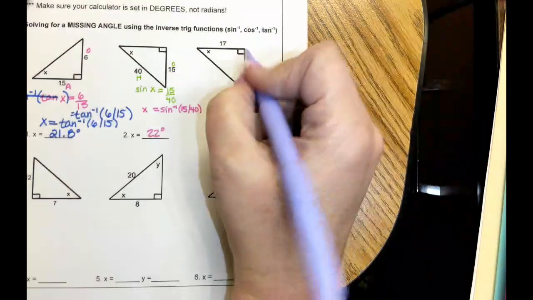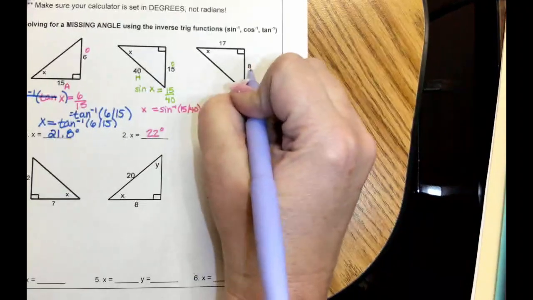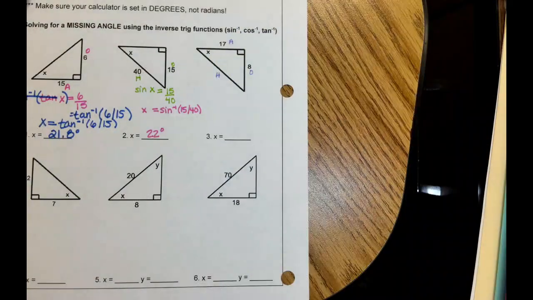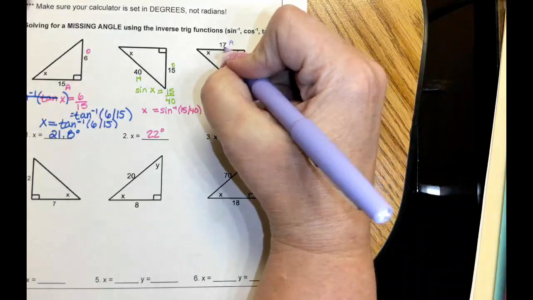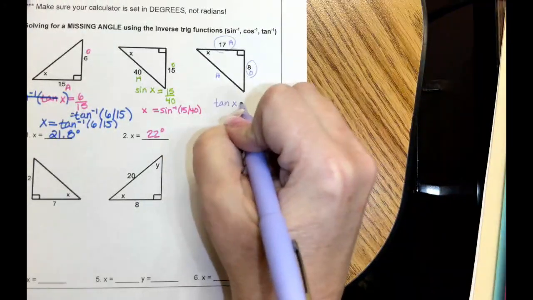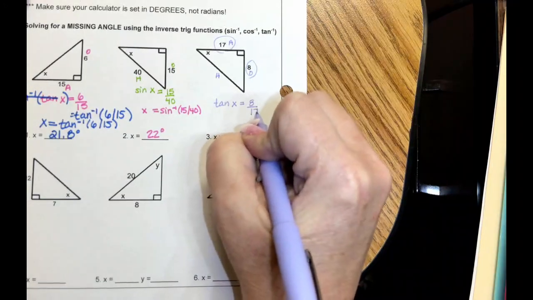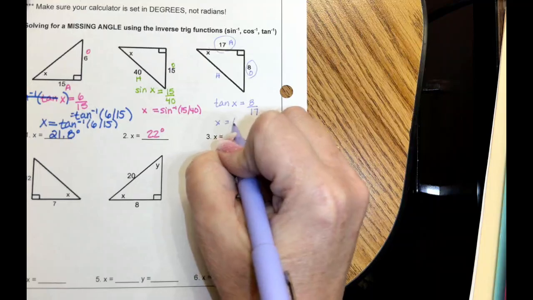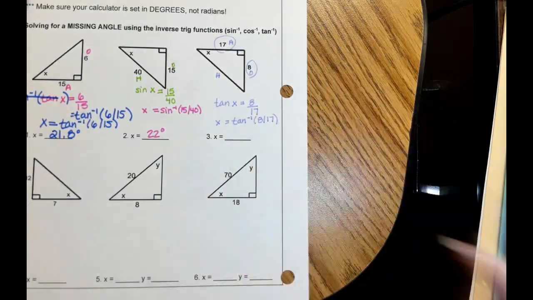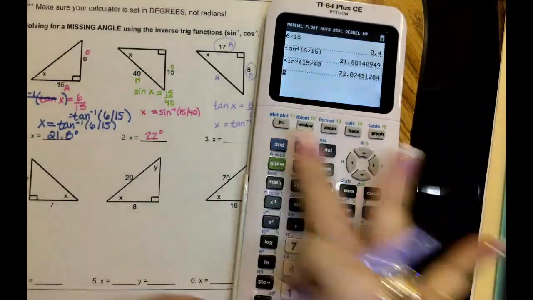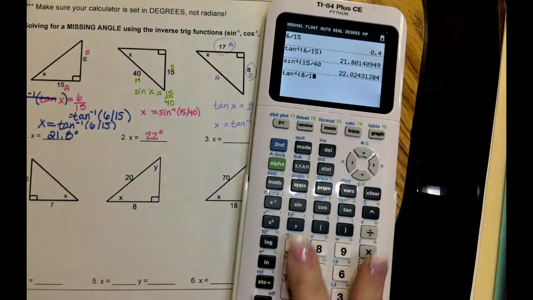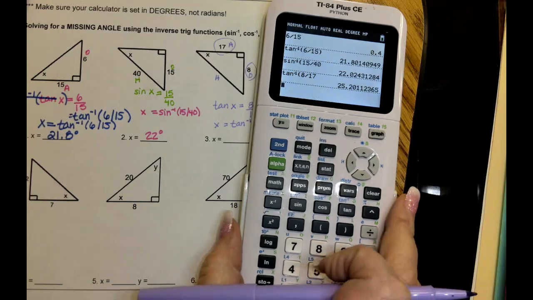Number 3. 8 is opposite, and you might need to get that hypotenuse out of the way so you don't confuse it with adjacent. 17 is adjacent. So I am using opposite and adjacent, that's tangent. The tangent of the angle is equal to the opposite side divided by the adjacent side. You're going to inverse tangent to be able to find out what that angle is. So inverse tangent of 8 divided by 17. Type that in. Inverse tangent, because you need the tangent to the negative 1, of 8 divided by 17. And you get 25.2 degrees.